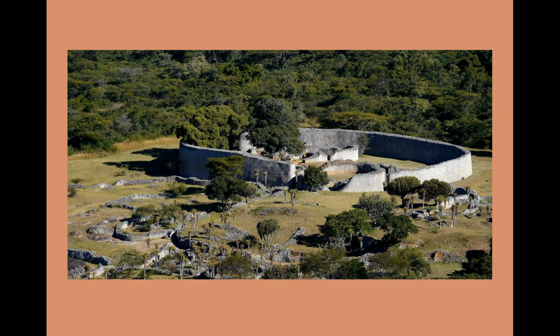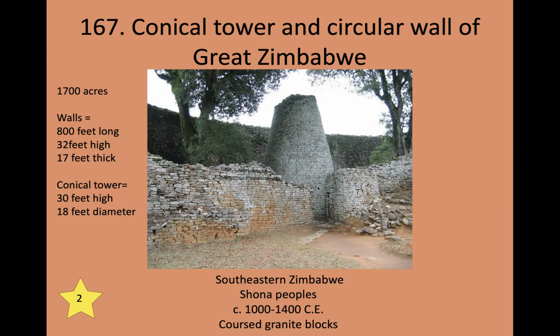They've also called it the Great Enclosure. But the circular wall here and the conical tower, people believe that the conical tower is indicative of grain. It looks like a grain silo. It looks like where you could have stored food or provisions, right? We don't know if that's what it was for, but it looks like it. It looks like a grain silo.